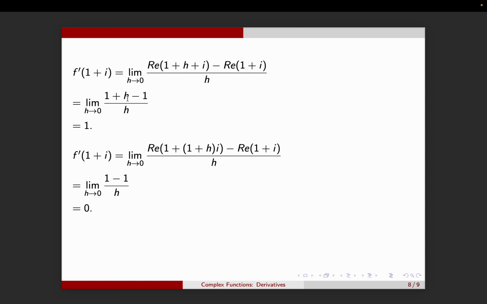So all of that to say, the punchline of this is, if you're trying to take the derivative at 1 plus i, and you're walking towards 1 plus i along an east-west axis, a horizontal line, then your derivative is supposed to be 1. But if you walk towards 1 plus i along a north-south axis, your derivative is supposed to be 0. But it can't be both. Your derivative can't be both 1 and 0. Therefore, the derivative doesn't exist.